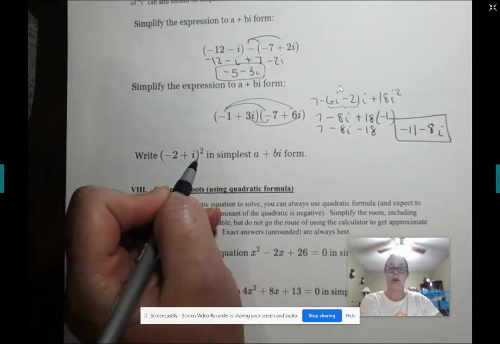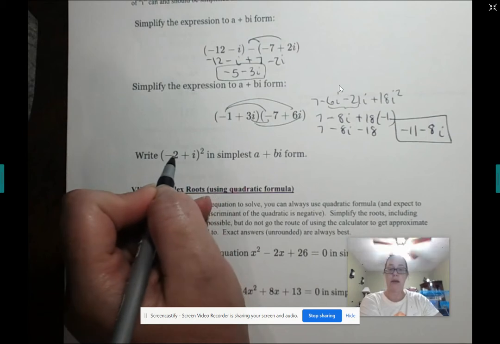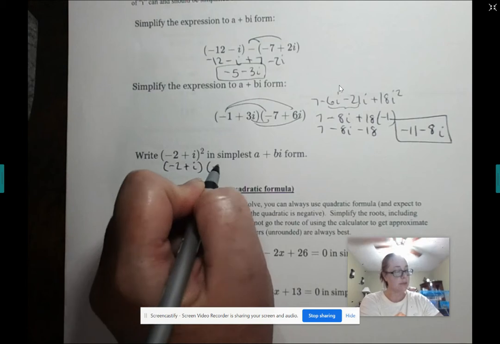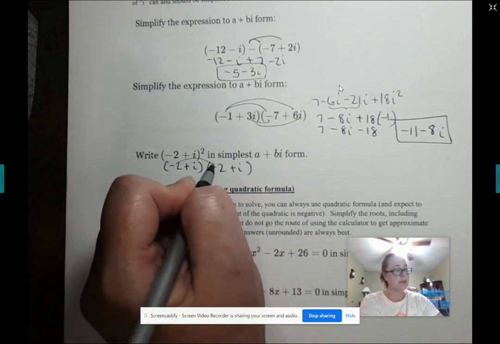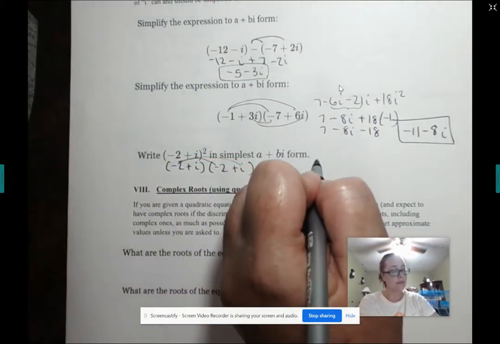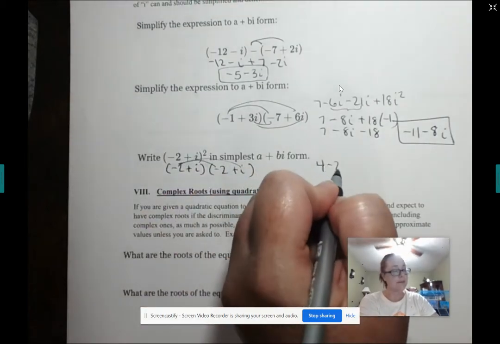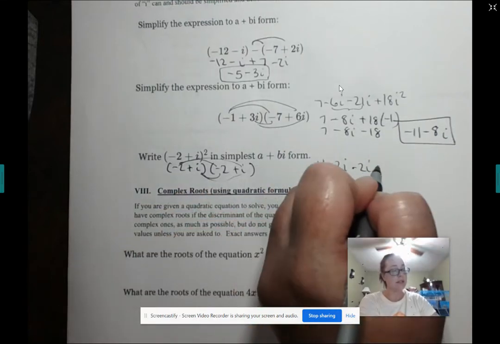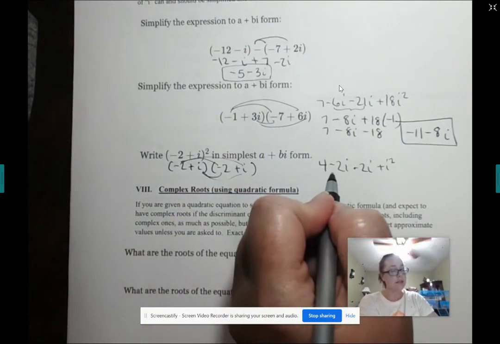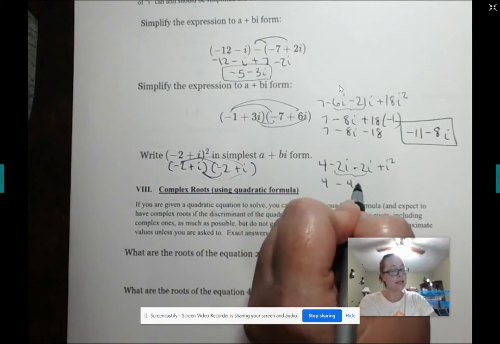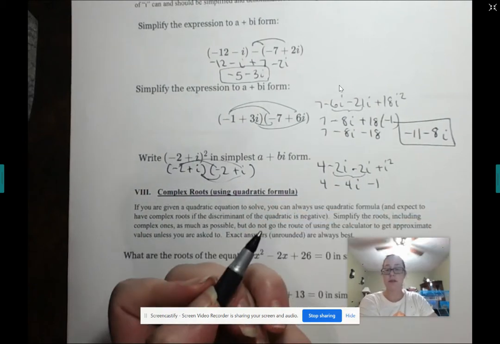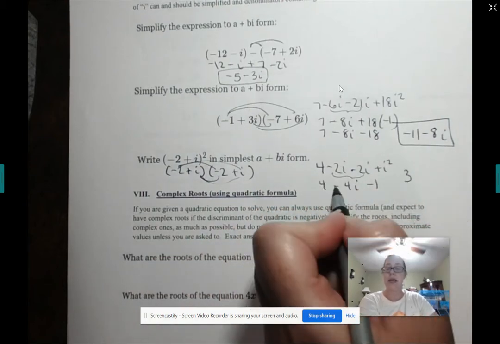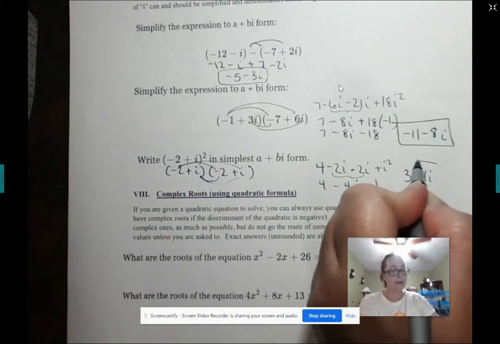We can always square, cube, or raise a complex number to any power. Squared is just times itself. So I just have to do a simple FOIL problem here. Negative 2 times negative 2, which is 4. Negative 2 times i. Another negative 2 times i, and an i times an i, which is i squared. These two can be combined, so that would be a minus 4i. i squared can be reduced to negative 1, so my real part would be the 4 minus the 1, and my imaginary part would be the minus 4i.